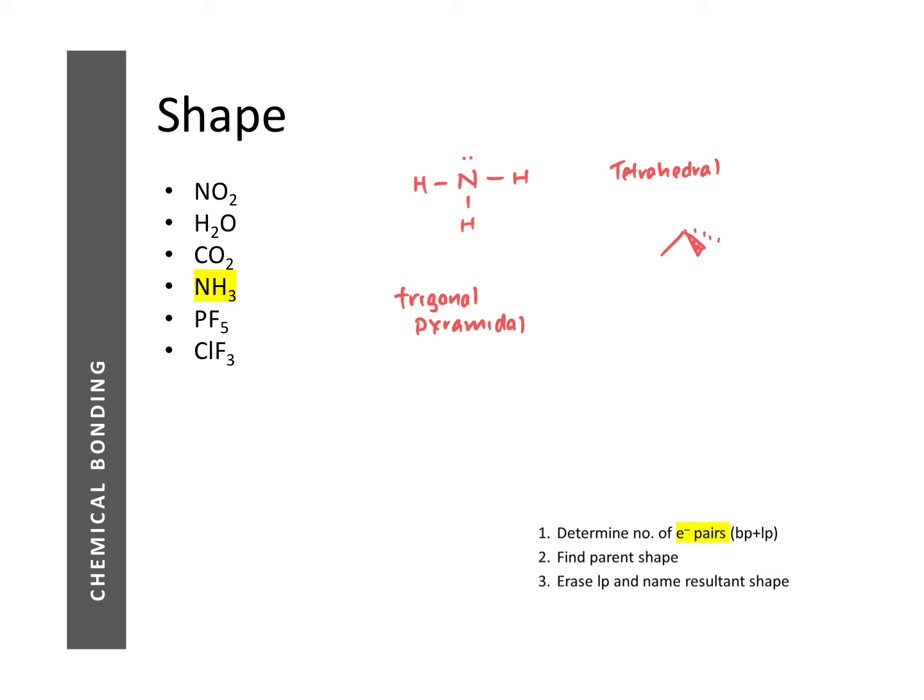Okay, in a conventional tetrahedral arrangement, the angle is 109.5 degrees. So that is one lone pair on nitrogen, which means that the bond angle, your HNH bond angle, is going to be slightly less than 109.5, so it's around 107 degrees.